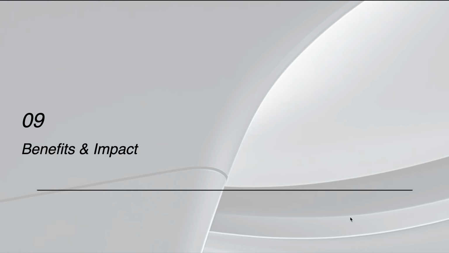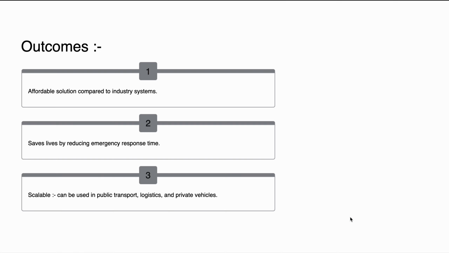The ninth part of the slide is the benefits and the impact. The outcomes are, first, an affordable solution compared to the industry systems, because in the current industry we have seen earlier that there is not a well-developed system which detects crashes in real time. The second is saving lives by reducing emergency response time. And the third is scalability, meaning this system can be used in public transport, logistics and private vehicles.